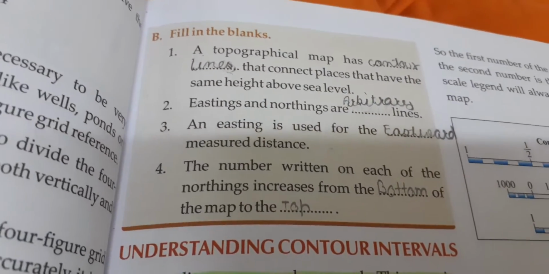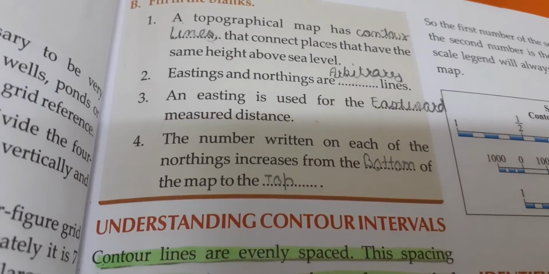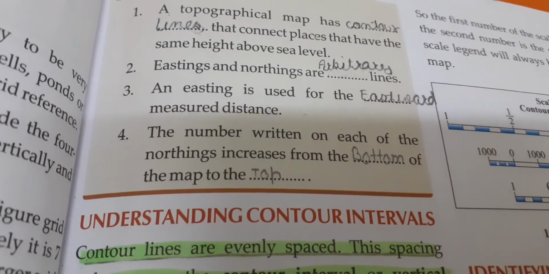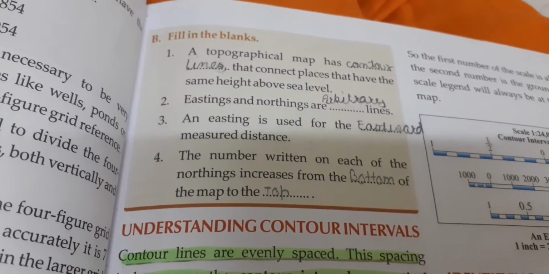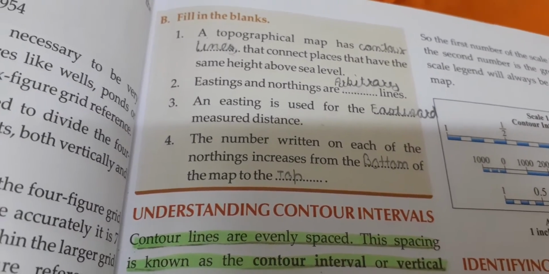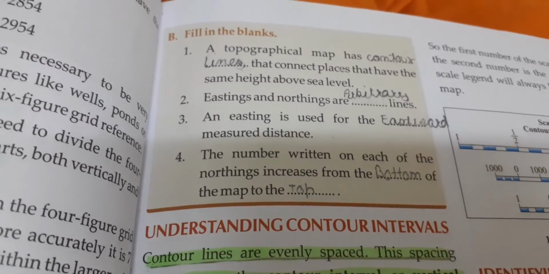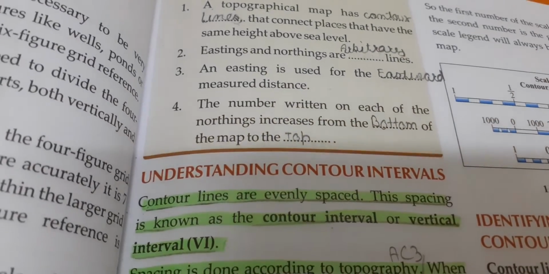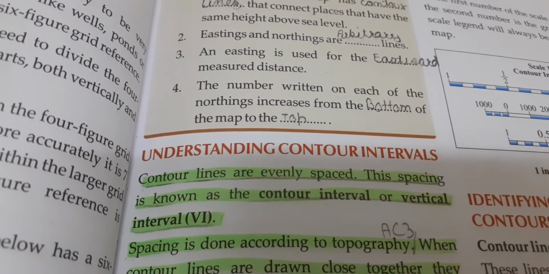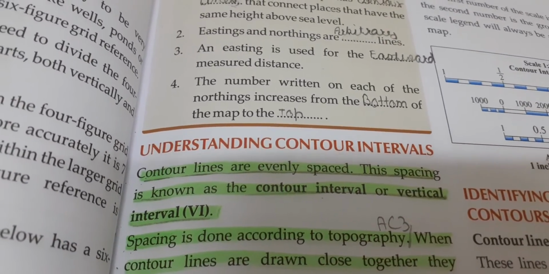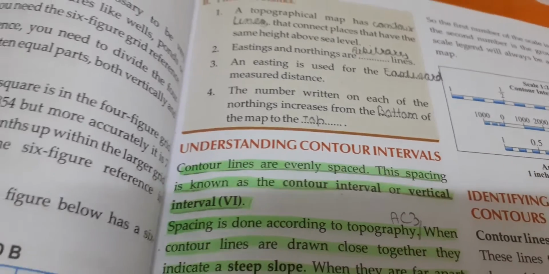Now you see fill in the blanks also. Please fill these blanks. A topographical map has a contour line that connects places that have the same height above sea level. Eastings and northings are arbitrary lines. Then an easting is used for the eastward measure distance. The number written on each of the northing increases from bottom of the map to the top.